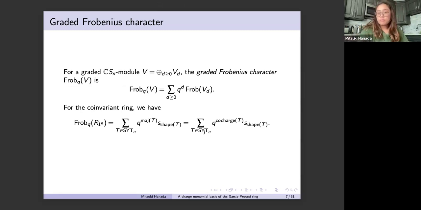Since our vector spaces are graded, as we were saying, we can have a graded version of this Frobenius character. In this case, our graded Frobenius character is just exactly what you would expect. It's the Frobenius character of each graded component, where the q exponent is keeping track of what degree component you're looking at. So for the coinvariant ring, we can write our Frobenius character as a sum over standard Young tableaux, and you take your exponent to be either the maj statistic on standard Young tableaux or the cocharge statistic on standard Young tableaux. So there's this nice combinatorial way of seeing the Frobenius character of this coinvariant ring.